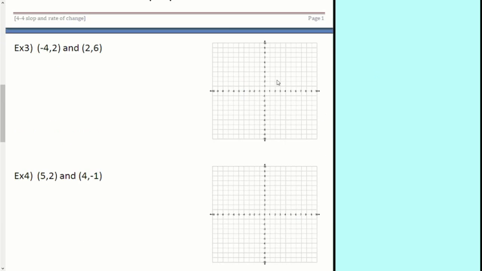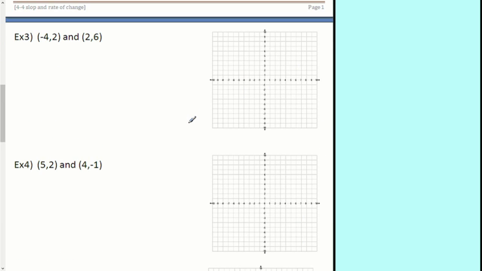All right, so example 3. Let's do it the same way as before, and then I'm going to show you a quick little formula you can use to find the slope quickly without having to graph it. But let's graph these 2 points. Negative 4, 2 is here, right? And 2, 6, and 2, 6 is here, right?